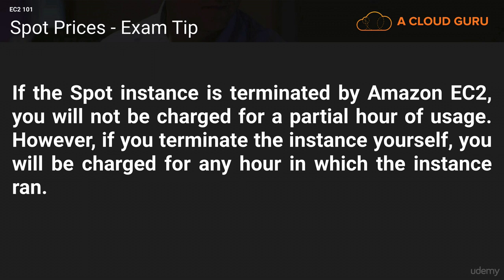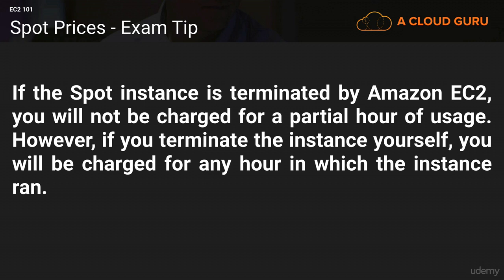If spot instances are terminated by Amazon, and this will happen when the spot price goes above your bid price, you will not be charged for that partial hour of usage. So let's say you bid at $1 and suddenly the spot price goes up to $1.50 and they're going to terminate that EC2 instance, and it only happens halfway, half an hour into when you first purchased it. You won't be charged at all for that hour.